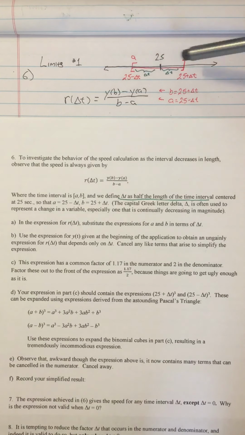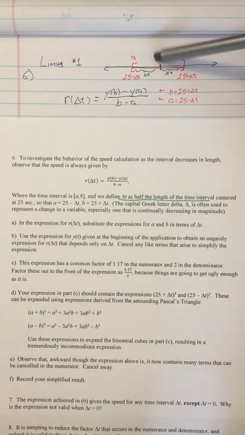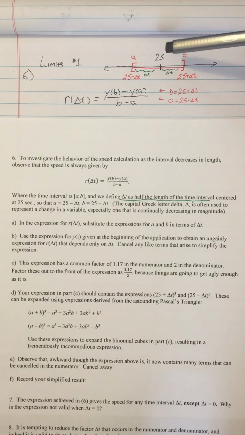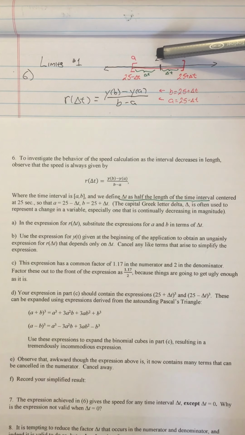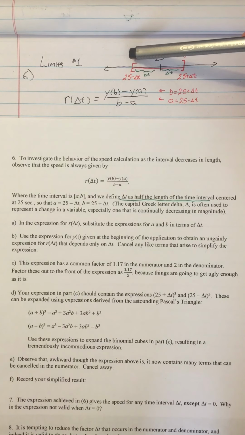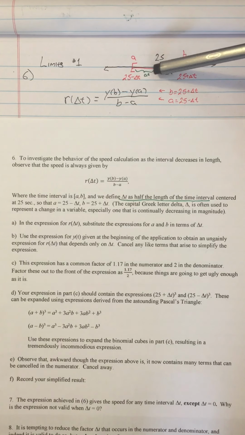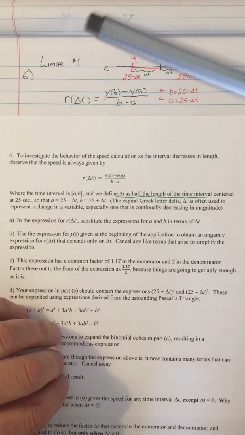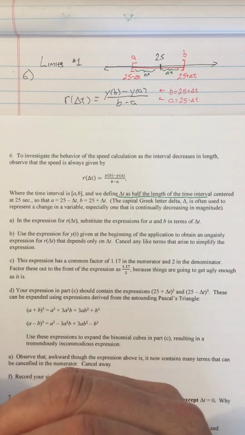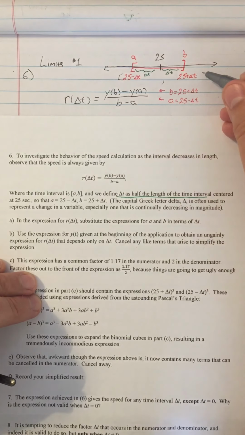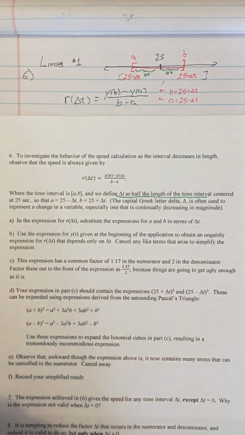So here's our interval a to b, right? a, b. It's centered at 25. So with the new definition of delta t that we made as being half of the time interval instead of the entire time interval, b means I'm going to be at 25, and I'm going to go over delta t, and I'm going to have 25 plus delta t, and a is the other endpoint of the interval. So I'm going to go back delta t, so I'm going to have 25 minus delta t. So the interval that I'm going to be dealing with is actually 25 minus delta t to 25 plus delta t. That's actually my interval that I'm doing.